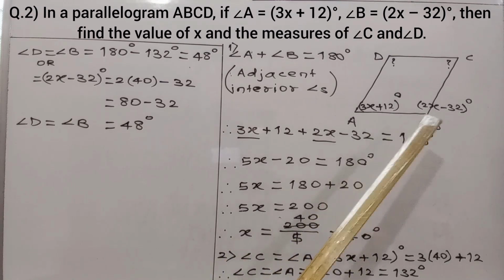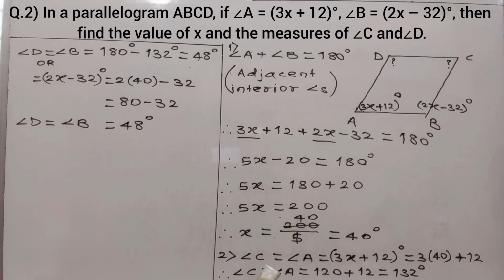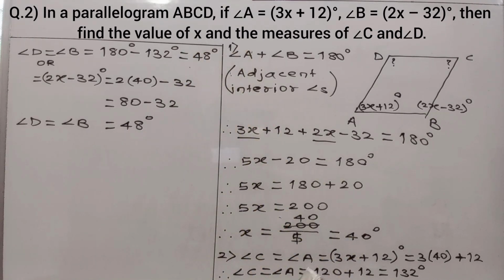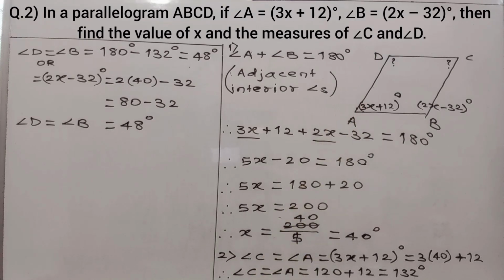Then we will find values of C and D. Means value of x is equal to 40 degree. This is our first question. Then second, see here, angle C is equal to angle A because these are opposite angles of each other, and opposite angles of a parallelogram are congruent or their measures are equal.